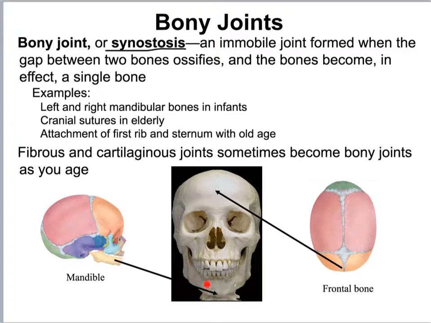The mandible also starts off as two bones with a cartilaginous linkage in between them, and those fuse to become one bone. So that's a bony joint. Two bones, your left and right mandible, are connected with cartilage first, and it's a cartilaginous joint at that point, and then that cartilage is replaced with bone, and then it becomes a bony joint.